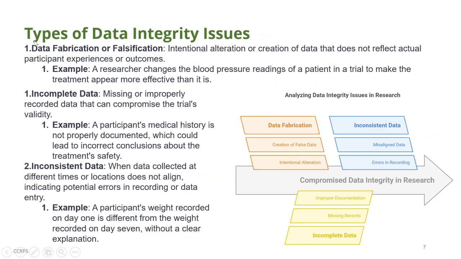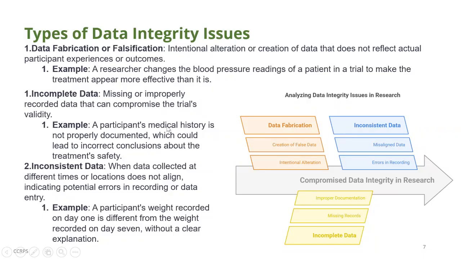Another key point: types of data integrity issues. Data fabrication or falsification is the intentional alteration or creation of data that does not reflect actual participant experiences or outcomes. Example: a researcher changes the blood pressure readings of a patient in a trial to make the treatment appear more effective than it is.